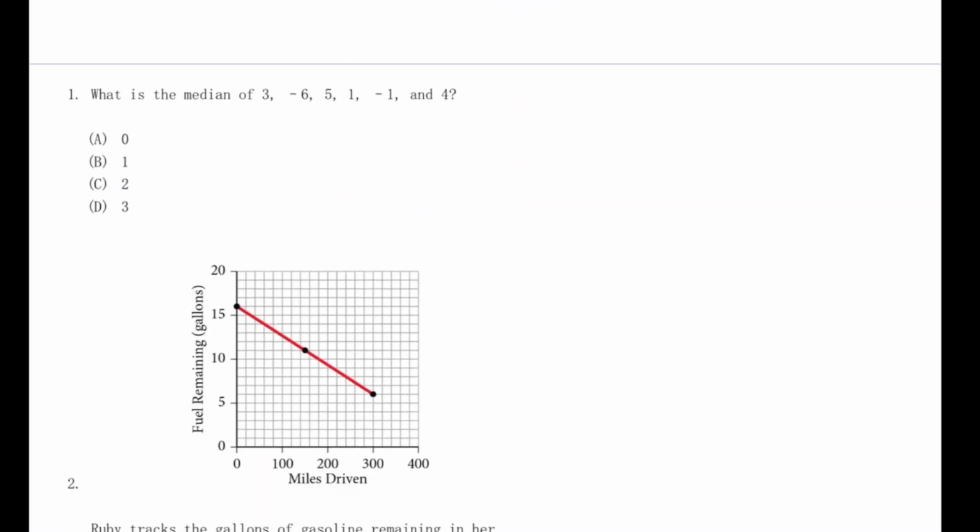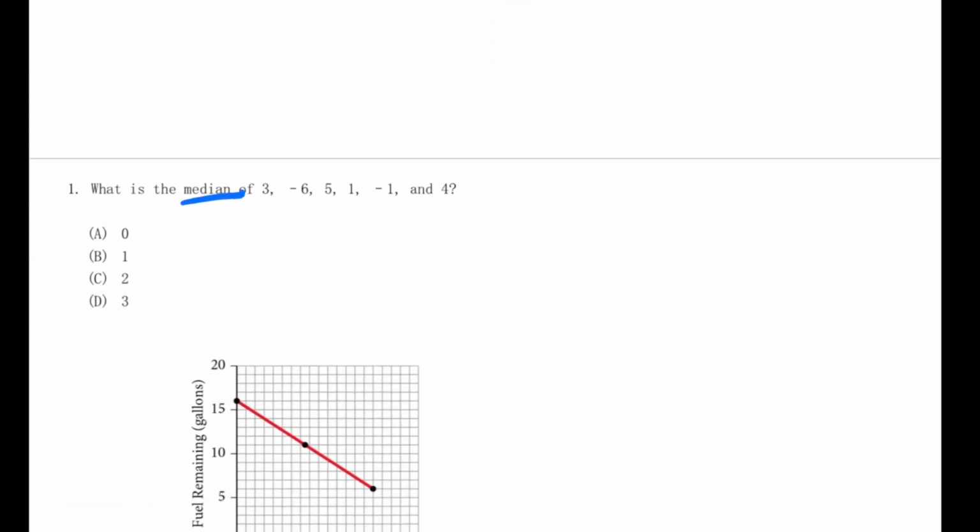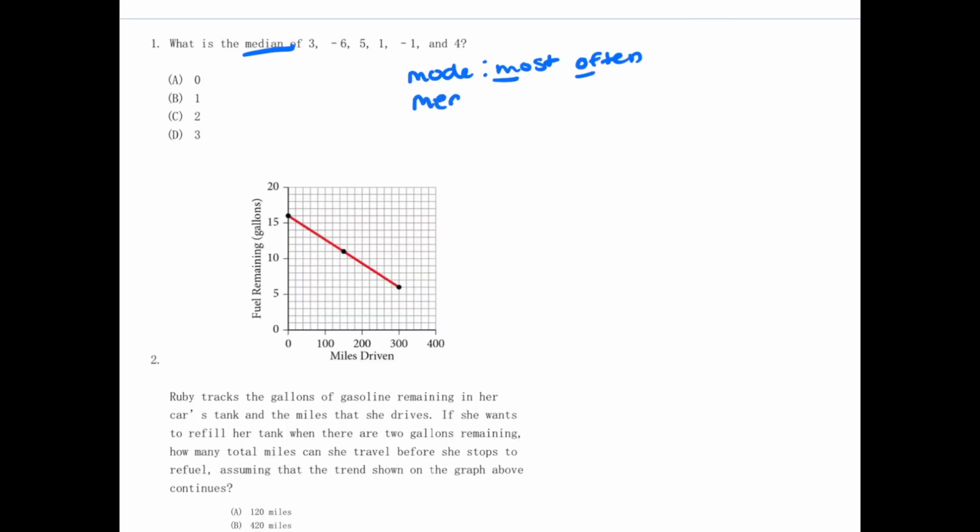All right, so looking at some statistics, what is the median of 3, -6, 5, 1, -1, and 4? So first we want to just in general know the difference between the mean, median, and mode. So the mode, you can think of, it starts with MO, so that is seen most often. The median is the middle number. And the mean is if you add up all the numbers and then divide by the amount of numbers that there are, that's going to give you the mean.